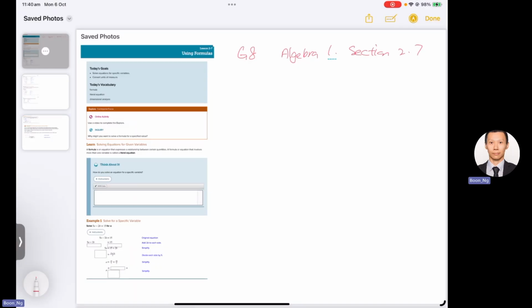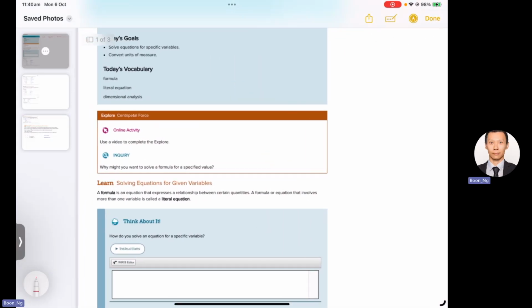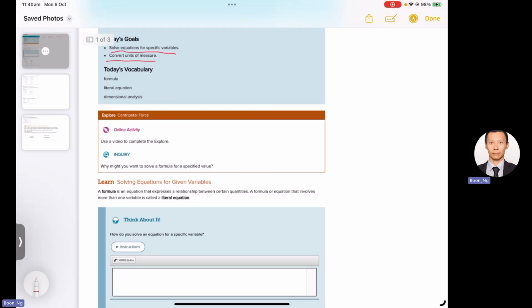Today we will be covering Grade 8 Algebra 1 section 2.7. The learning target today will be to solve equations for specific variables, and we also will be doing the conversion of units.